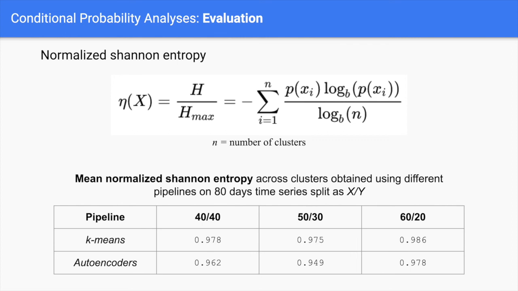Shown in this table are two results from 2 different pipelines. One is vanilla k-means that we use as a baseline and the autoencoders pipeline. And as we expected, autoencoders clusters in general have a smaller entropy, which means they have more predictive power.